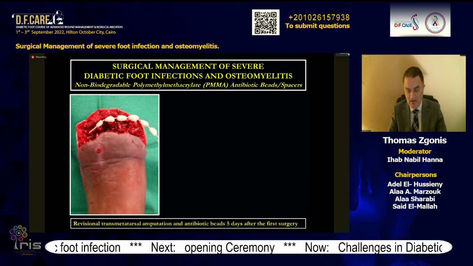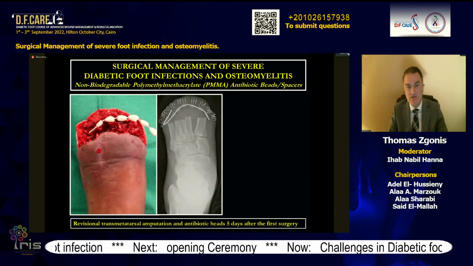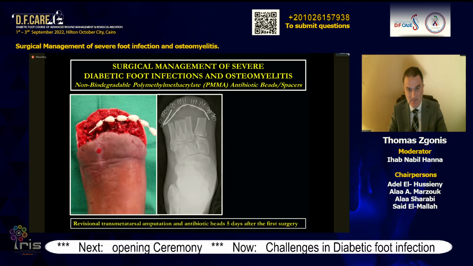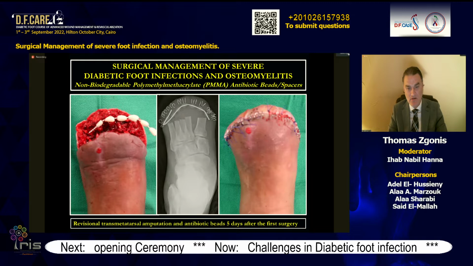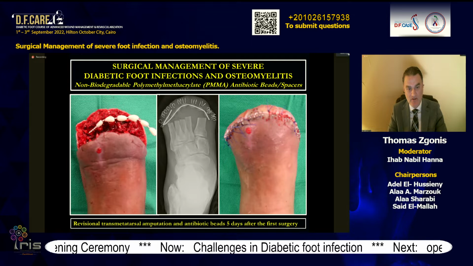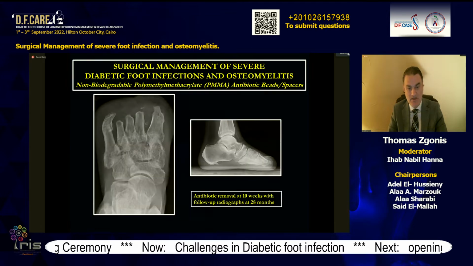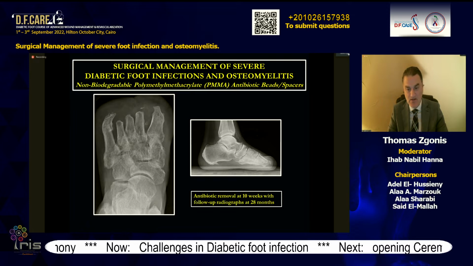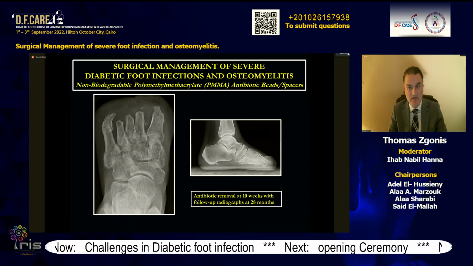The patient was brought back for revisional transmetatarsal amputation, with application of antibiotic beads to fill in a large soft tissue defect and osseous defect. And here's the closure of the transmetatarsal amputation with the application of antibiotic beads based on your first intraoperative cultures. And here's the long-term outcome, as you see. We removed the beads within 10 weeks, with 28 months follow-up of a transmetatarsal amputation with removal of antibiotic beads.